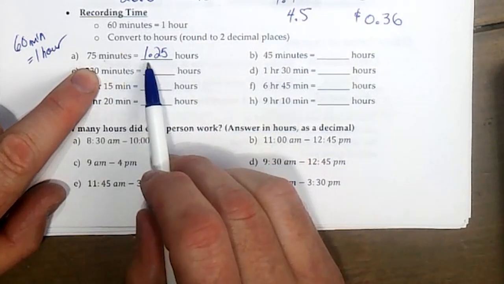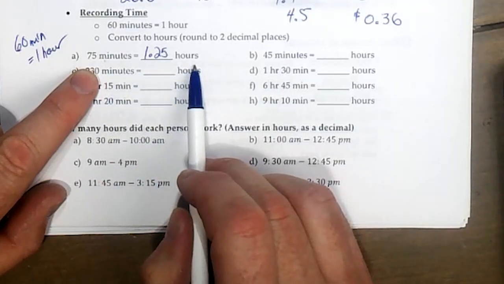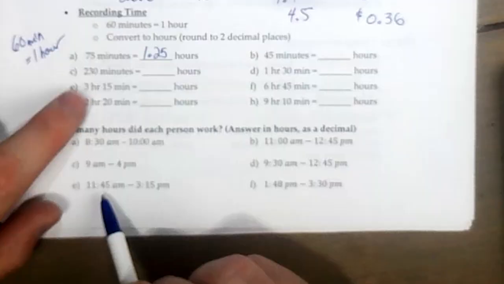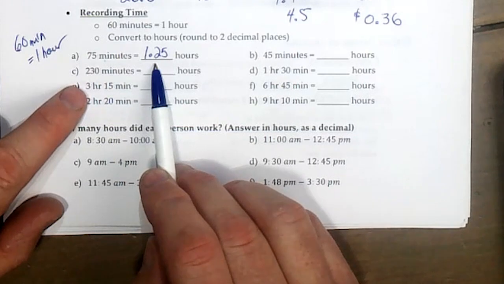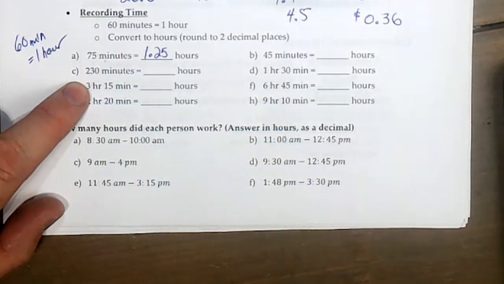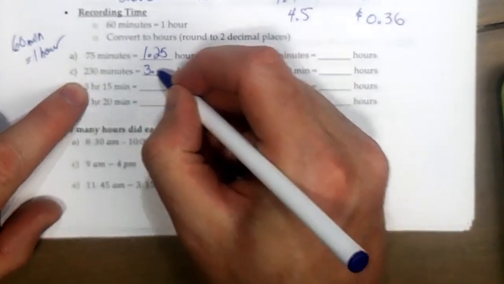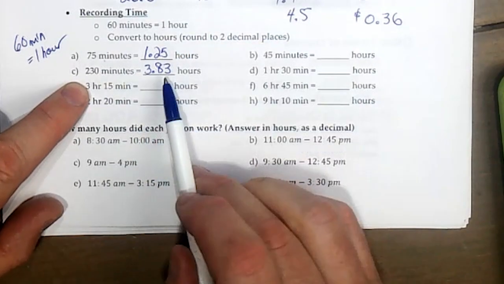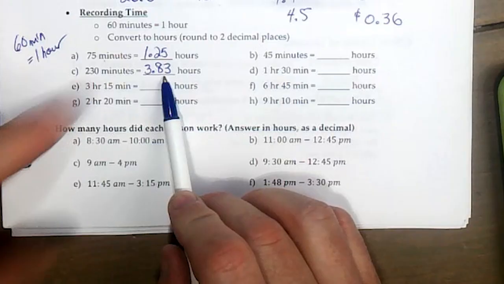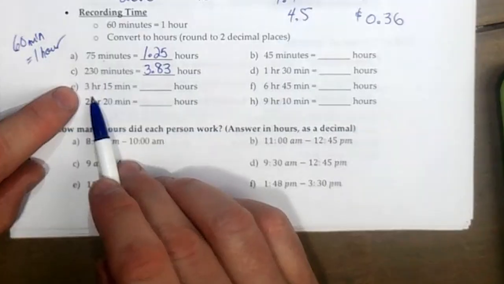And this is what I mean by a decimal. 75 minutes is 1.25 hours. Everything we do for paychecks, money, we want to convert to the decimal first. 230 minutes, divide by 60. And generally, we're going to be multiplying by money after we do this, so I'm going to keep 2 decimals just for later on.